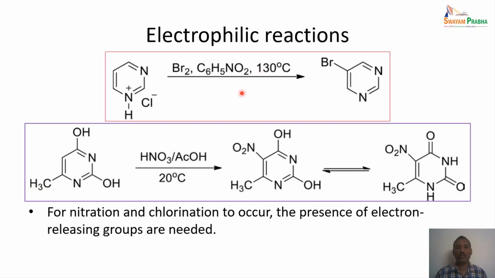Next is the electrophilic reaction. So in this particular case, the corresponding pyrimidinium salt is treated with bromine in the presence of nitrobenzene as a solvent at a high temperature. The bromination, that is the electrophilic reaction, takes place. And for the nitration and the chlorination to occur, the presence of an electron releasing group is very essential. So unsubstituted pyrimidines do not undergo nitration and chlorination, but once the electron releasing groups like hydroxy are present in this particular pyrimidine ring, they undergo the nitration reaction as shown here.